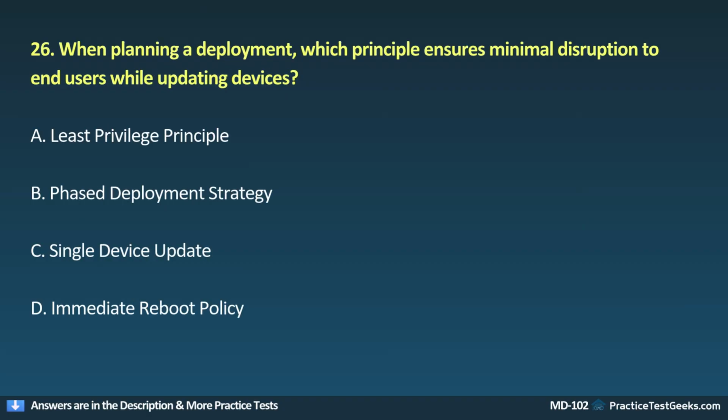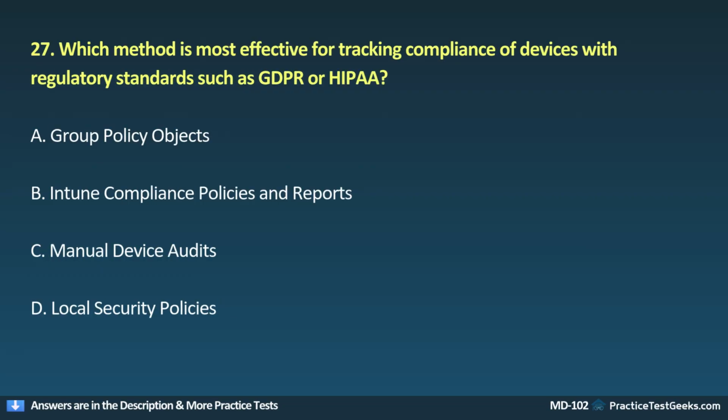26. When planning a deployment, which principle ensures minimal disruption to end users while updating devices? A. Least Privilege Principle. B. Phased Deployment Strategy. C. Single Device Update. D. Immediate Reboot Policy.